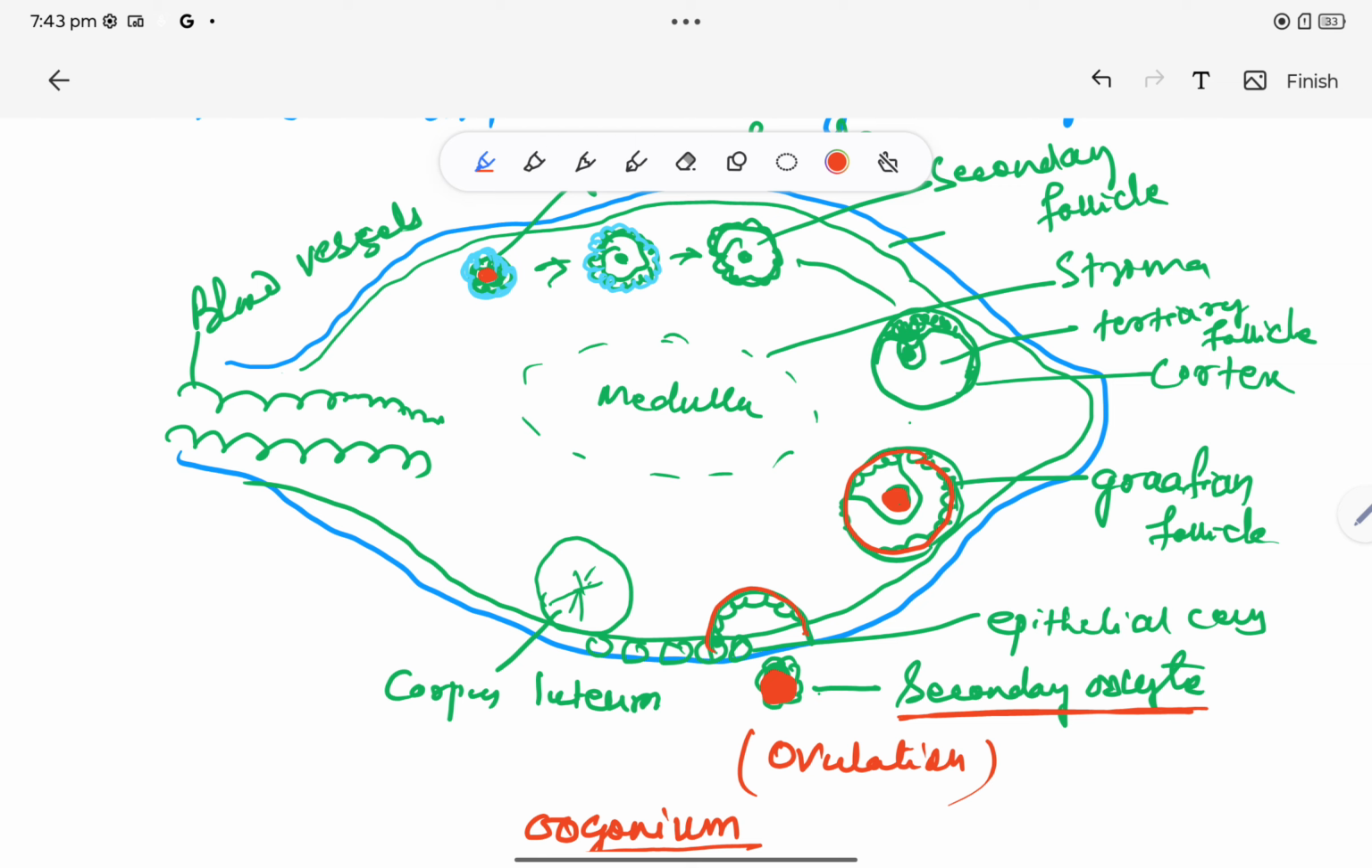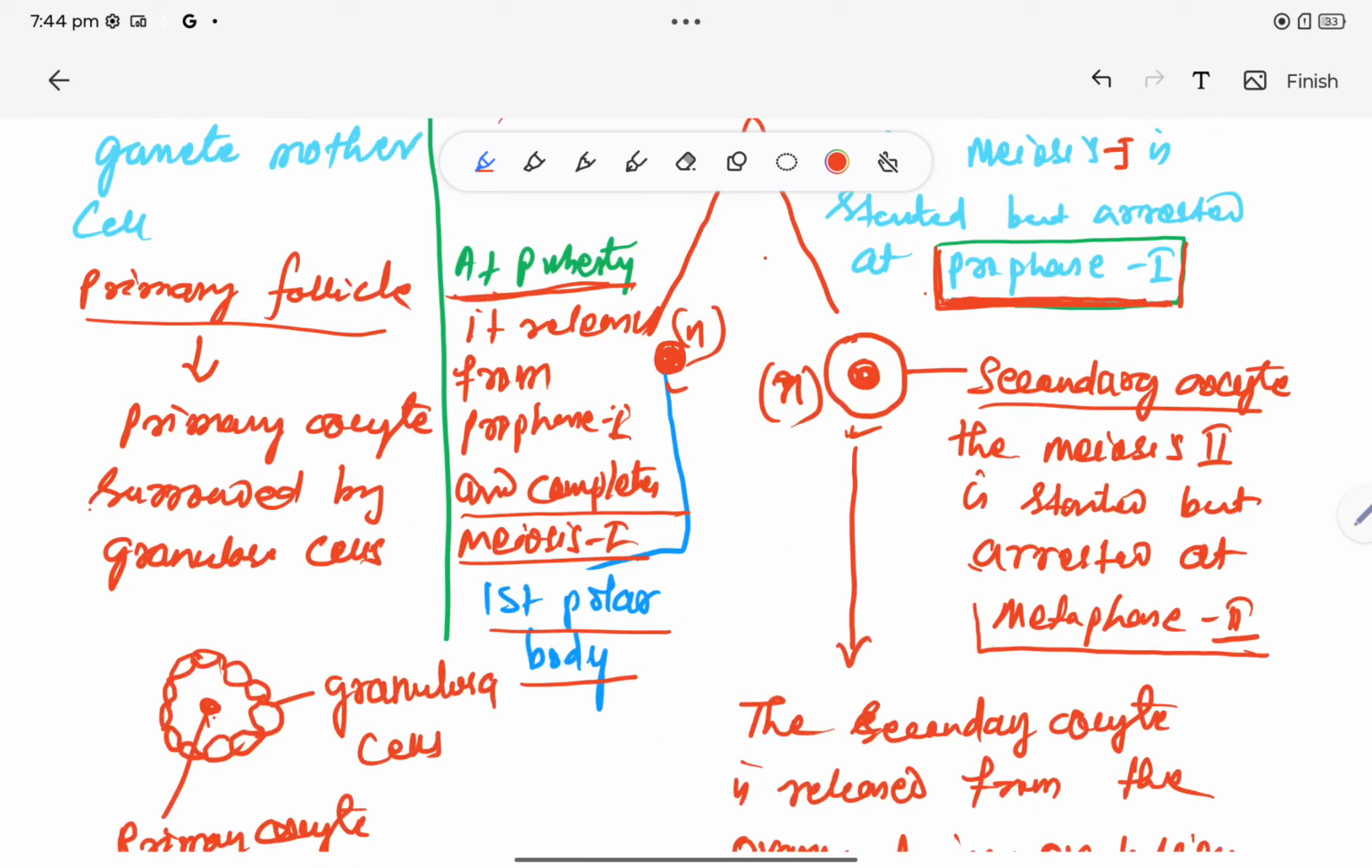After releasing the oocyte, what happens to the remaining tissue? The remaining tissue becomes glandular and is known as the corpus luteum, which secretes the hormone progesterone. And if fertilization does not take place, because fertilization is a matter of chance only, then gradually this corpus luteum will also degenerate. Okay, so this is all about oogenesis.